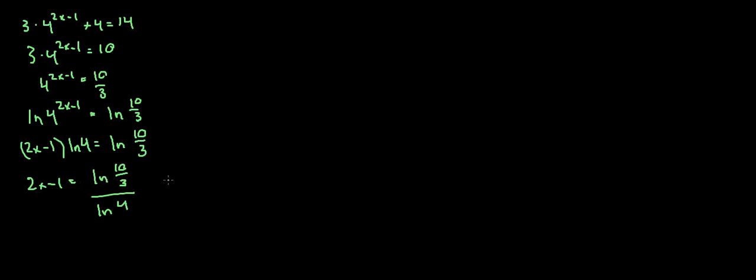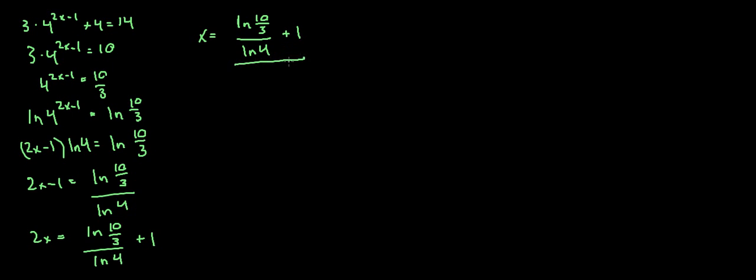Now I add 1, and divide all of this by 2. I'll be left with x is equal to the natural log of 10 over 3 divided by the natural log of 4, plus 1, all divided by 2.